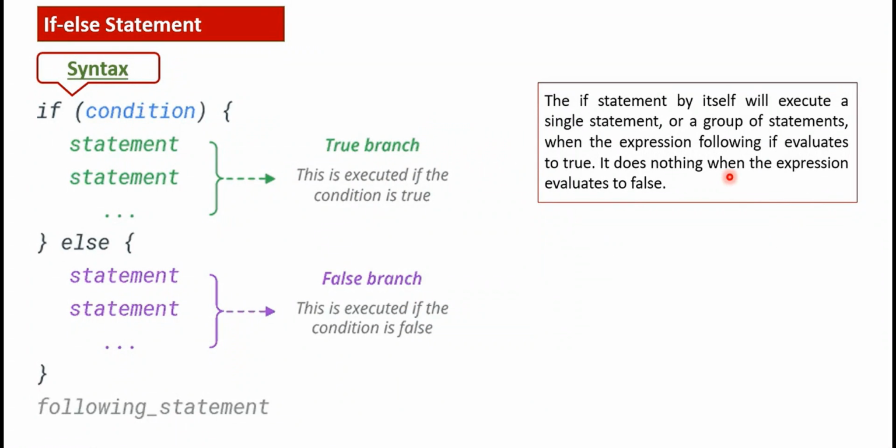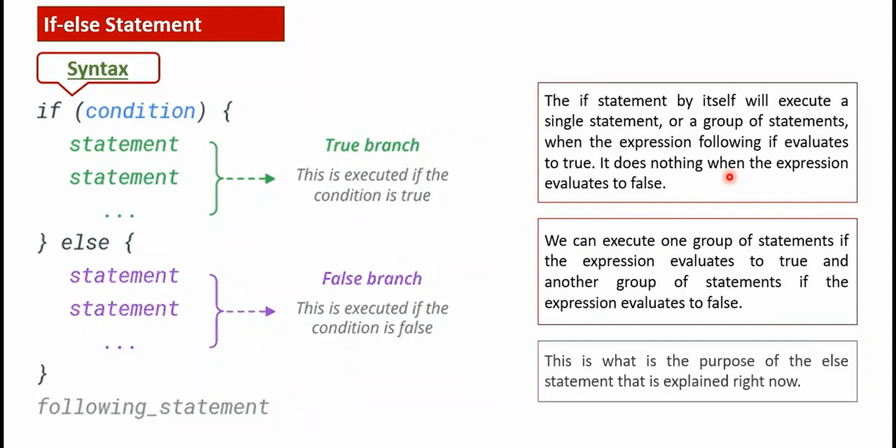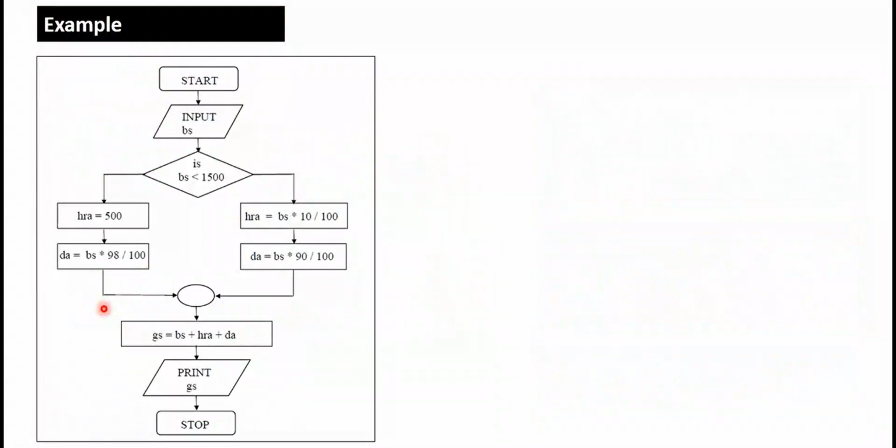So we can execute one group of statements if the expression evaluates to true, and another group of statements if the expression evaluates to false. Fine, this is the purpose of the else statement. Let's take an example. This is the flow diagram of the code: the code will start, then the input will be the basic salary, and that will be compared to check whether this basic salary is less than 1500 or not.